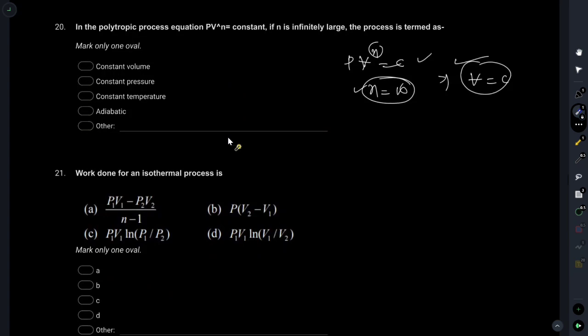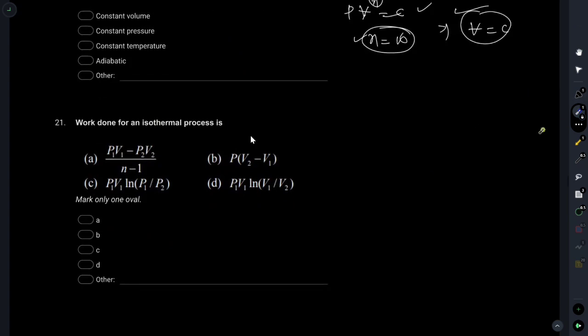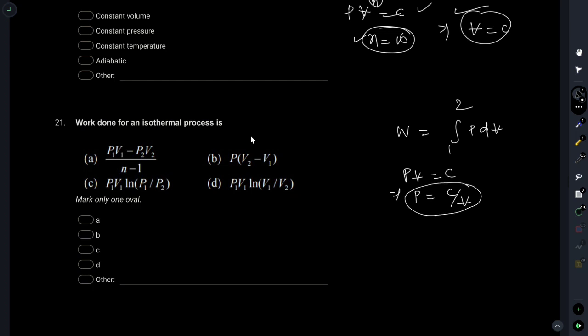Done. Okay, moving further. Here, work done for an isothermal process is what? If we try to find that, we know W = ∫P dV from state 1 to state 2, and for an isothermal process we can write PV = constant, and from here I can find the value of P, that will be C/V. If I replace this term, then W will be equal to the integration of C/V dV.